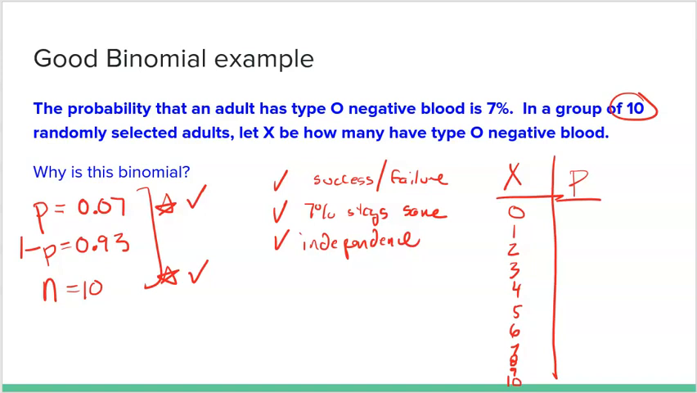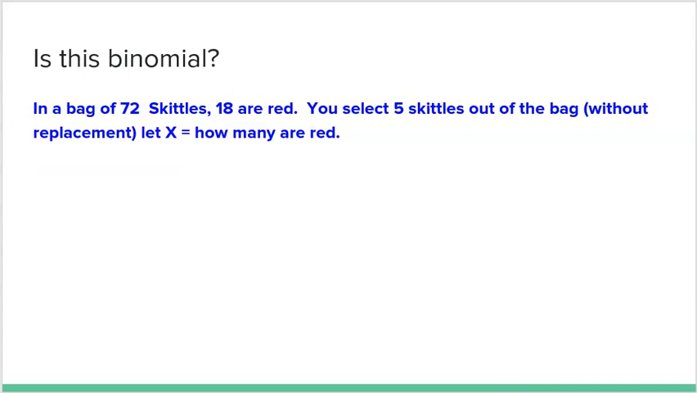So now what I want to do is take a look at a series of problems. And for every one of them, we're either going to say it's binomial or it's not, and we're going to talk about why. All right, is this binomial? In a bag of 72 Skittles, 18 are red. You select 5 Skittles out of the bag without replacement. Let X be how many are red.